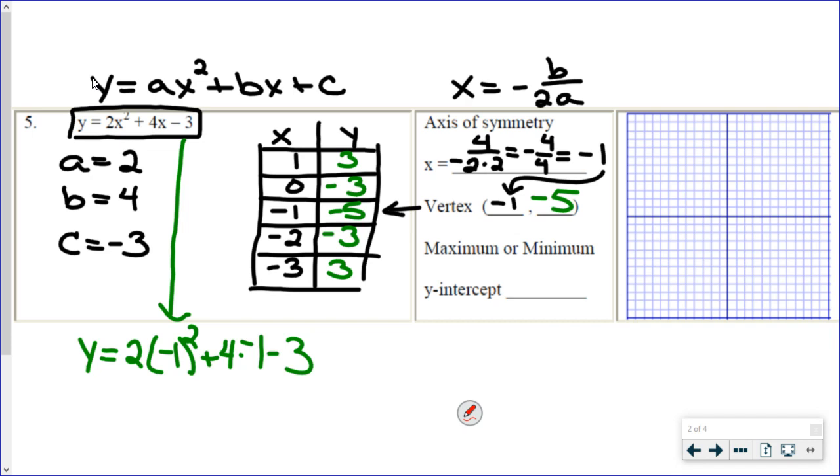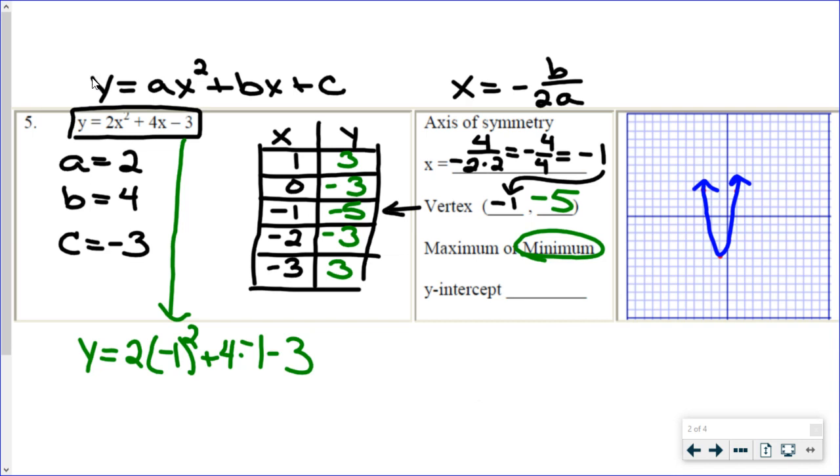So we have 1, 3, 0, -3, -1, -5, and then -2, 3, and -3, 3. Okay? Then make your parabola. It's a curve, it's not a V. Remember, your vertex is on the bottom. Since it's on the bottom, it is a minimum.